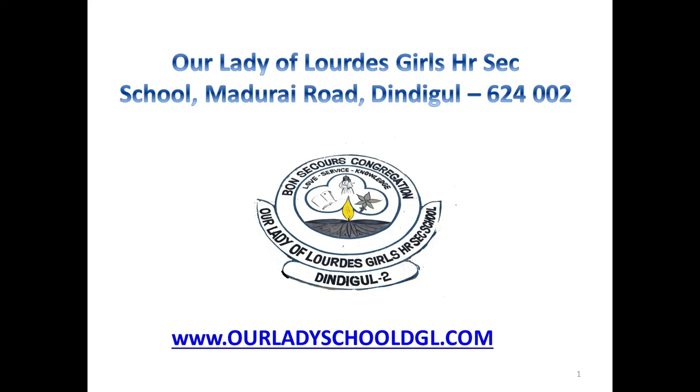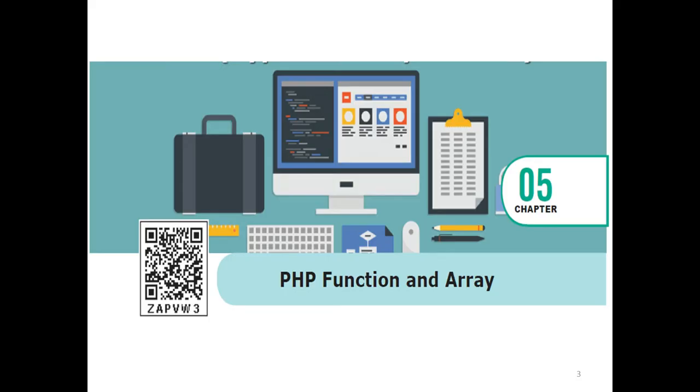Today we see chapter 5, PHP function and array. Before I start this lesson, from the 4th chapter onwards, chapters 4 to 9, we have PHP programs. The example programs are given in our book. They should be properly demonstrated in our lab after school reopening. For the time being, now you study the theory only. Once again I repeat, the PHP program lab work will be given in the lab after school reopening.